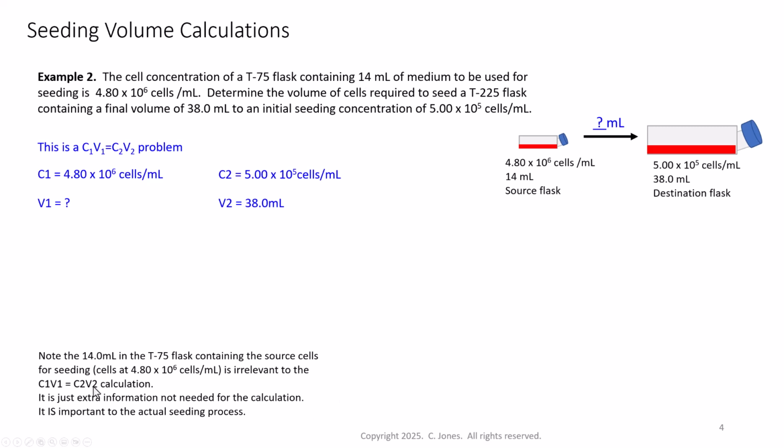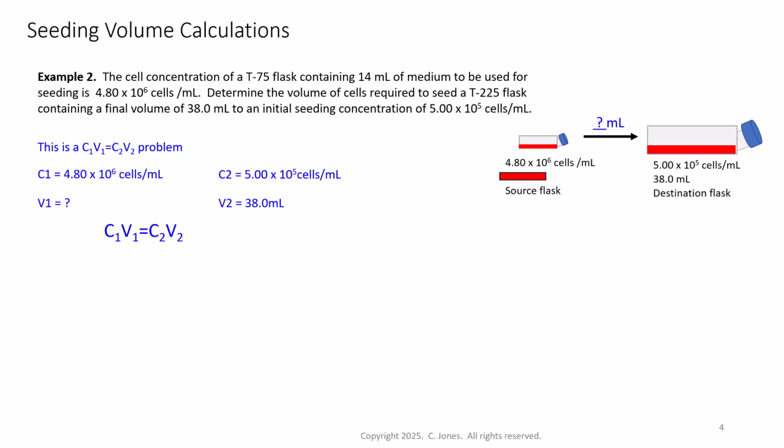All right, now notice that the 14.0 mils that I mentioned in the source flask is irrelevant to this calculation. It's just extra information. We don't need it for the calculation. That volume may, however, be important to consider when we actually do the seeding, okay? So for now, we can just ignore that volume.